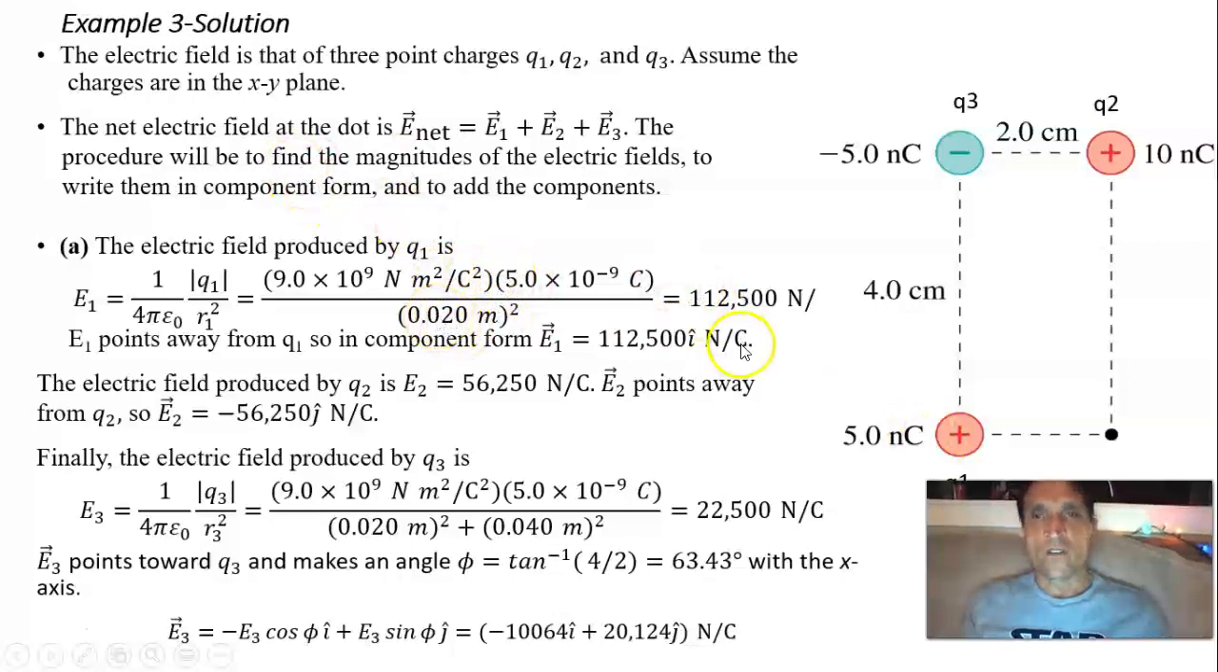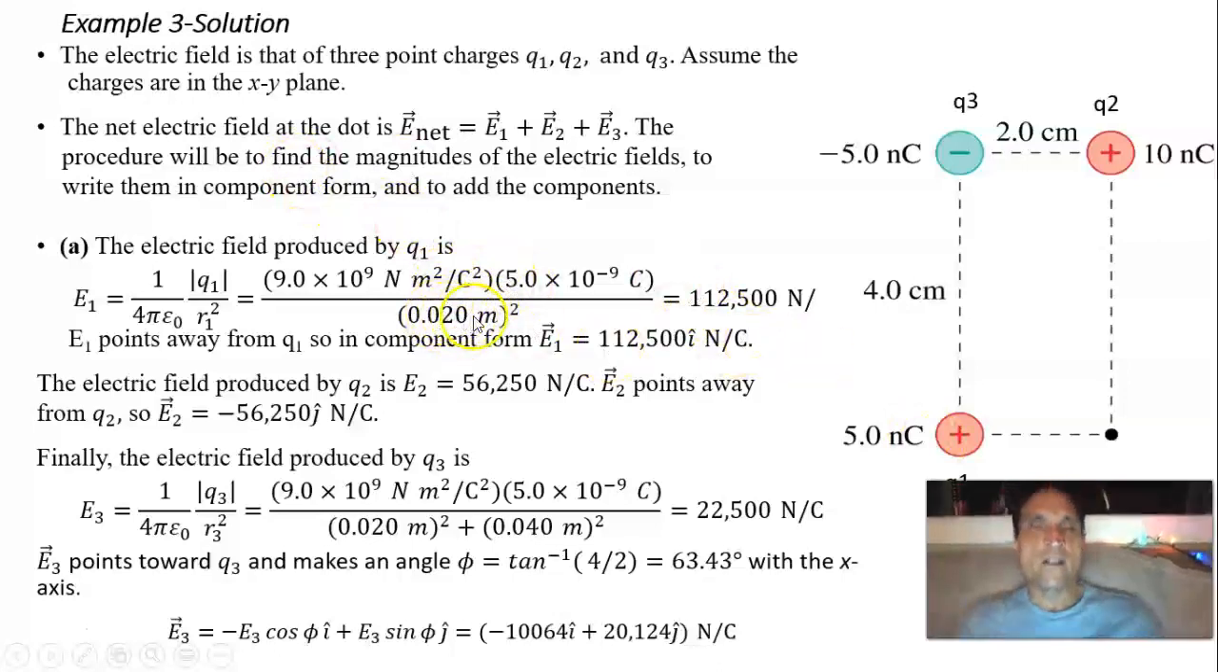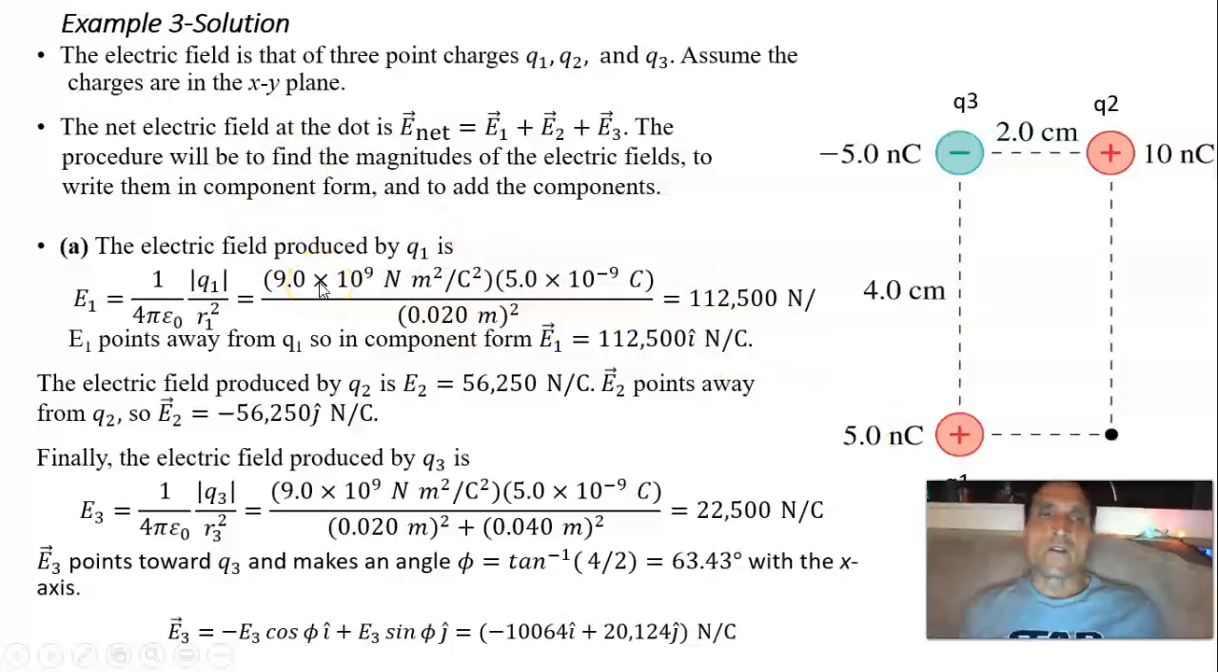There's our distance. 2 centimeters is 0.02 meters. This constant, you can either use K or 1 over 4 pi epsilon naught. It's the same magnitude. And so when we add it all up, the magnitude of that field is 112,500 newtons per coulomb. That points to the right because this positive probe charge here would be repelled by Q1. So Q1's force would be to the right, and so the electric field E1 points along the positive x direction, or we call that unit vector I hat.